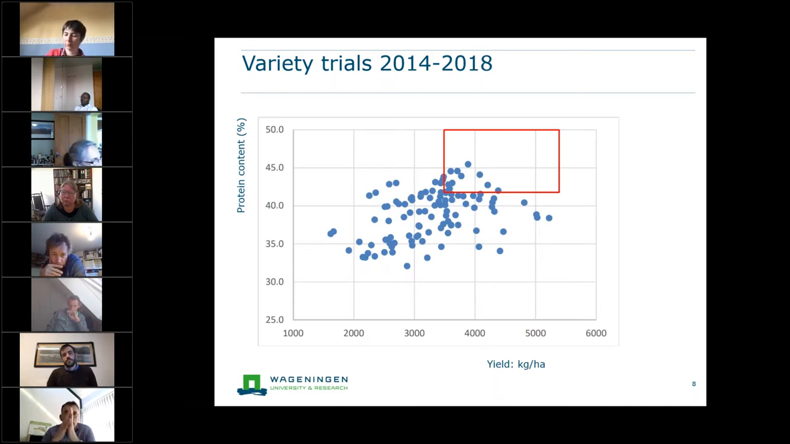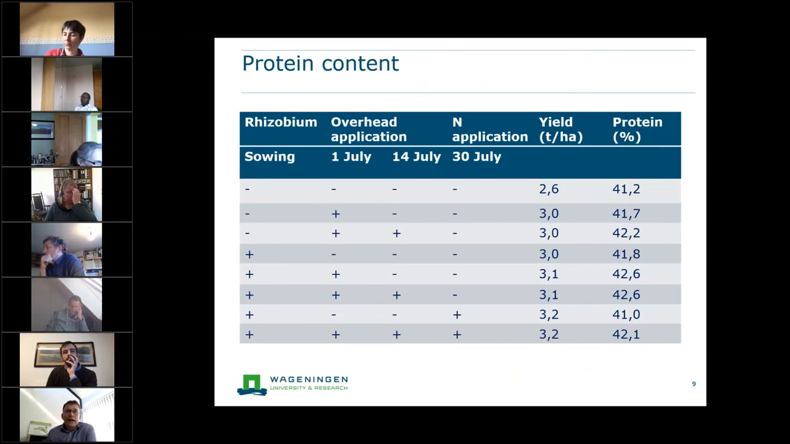And as I said, we want a protein content of 42% or above and a yield of 3.5 to 4.5 tons. And in the red triangle, you see the number of varieties in a specific trial that reached that goal. But you see that a lot of them were outside that goal. So there was a lot to be done.